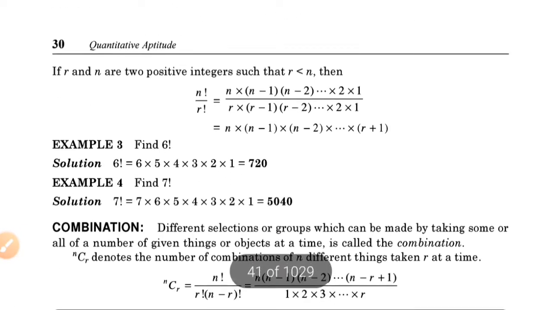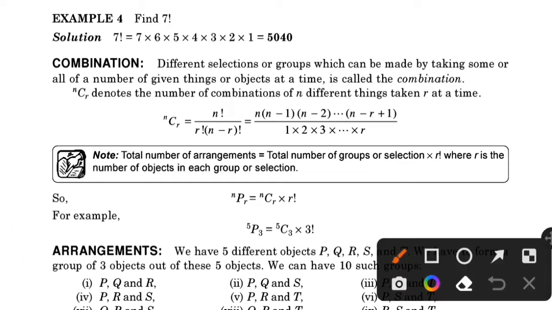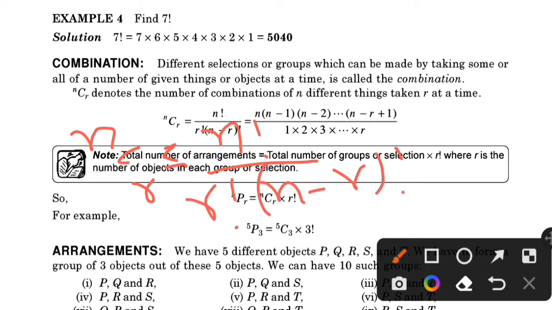Okay, so this is the concept of permutation. Now combination is the different selection or groups which can be made by taking some or all of a given number of things at a time. And I already told that in combination order is not important and combination is less than permutation. Permutation and combination is denoted by nCr and it will be equal to n factorial over r factorial into n minus r factorial.